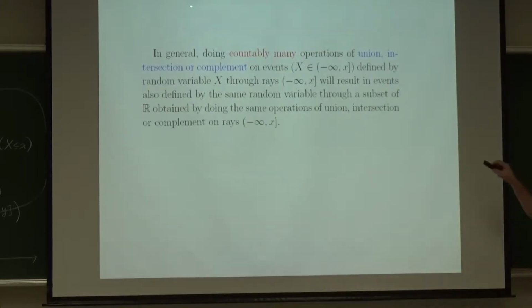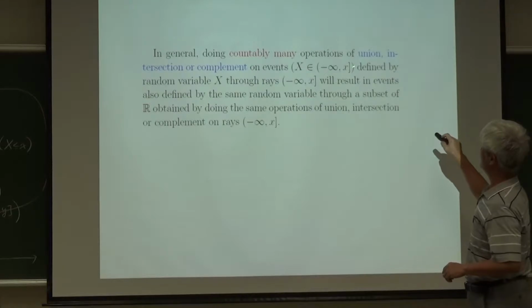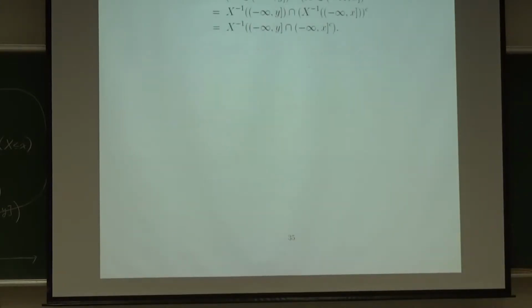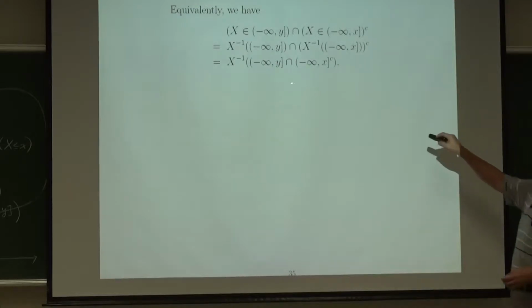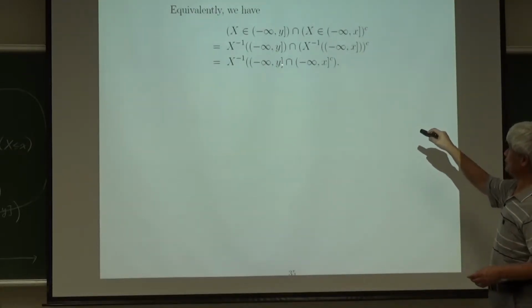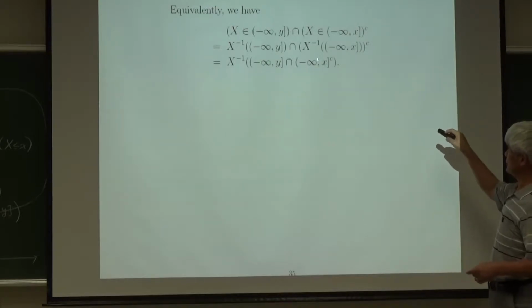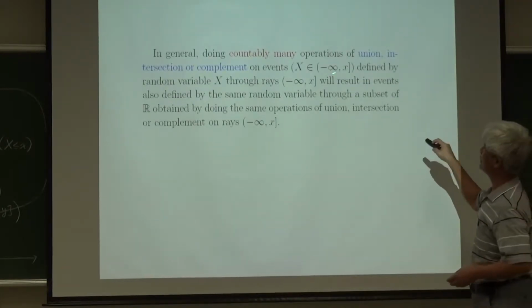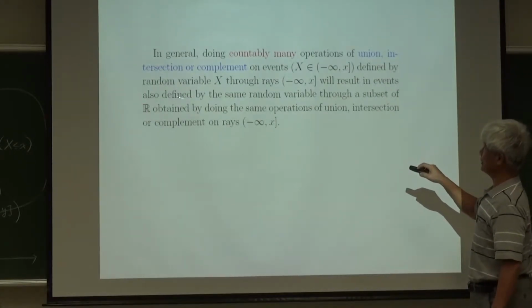Okay, so now in general, doing countable remaining operations of union, intersection, or complement on those events. Because the basic events we require are events of interest. And so when we do the complement and the union and the intersection, just like here, this is the basic ray here, and we do the intersections, the complement, or the union of events, it will result in events. Okay?